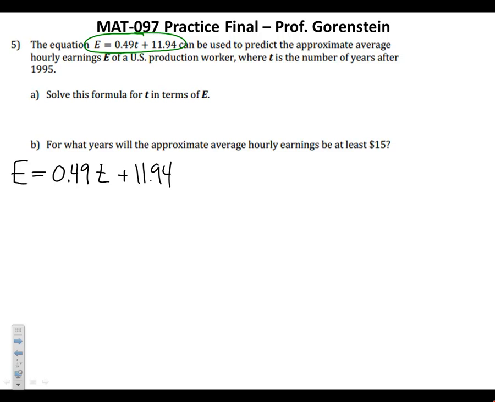So we can move the 11.94 to the other side, minus 11.94 from both sides. On the right they'll cancel, so on the left hand side we have E minus 11.94. Those are not like terms, so we can't put them together, is equal to 0.49 T. So we have a times 0.49. We could get rid of that with a divide by 0.49.